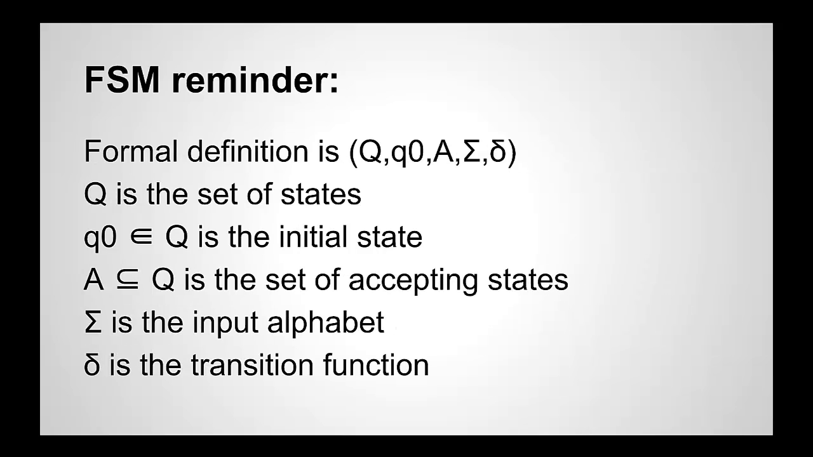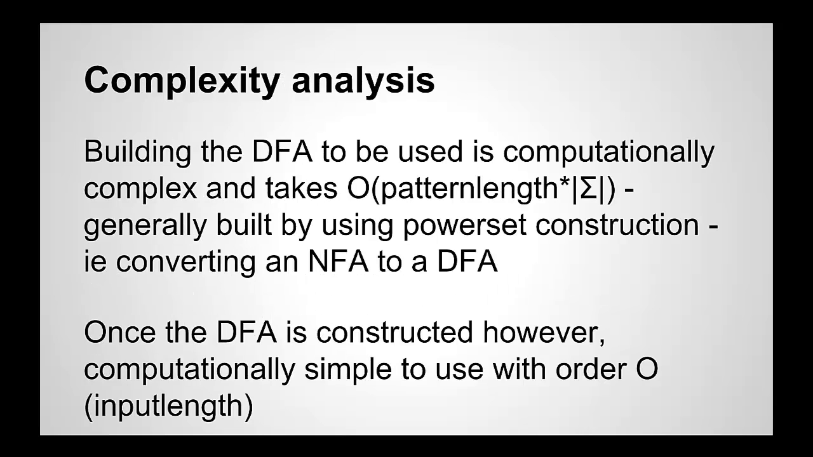This is a quick reminder of the formal definition of a finite state machine. We have Q, the set of states, Q0, an element of Q that is the initial state, A, which is a subset of Q, which is the set of accepting states, sigma is the input alphabet, and delta is the transition function. This is the same as a 2D graph of states with transitions between the states represented by arrows with symbols over them representing the characters that cause the transition.